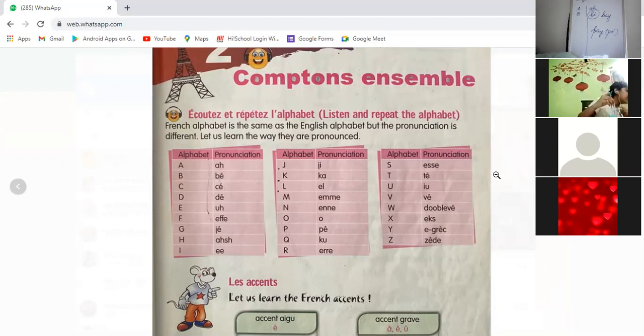Ma'am, have you checked the French exam? Beta, I have checked a few papers. There are so many papers in my chat box because all the 6th, 7th, 8th just happened in one day and the other like that.